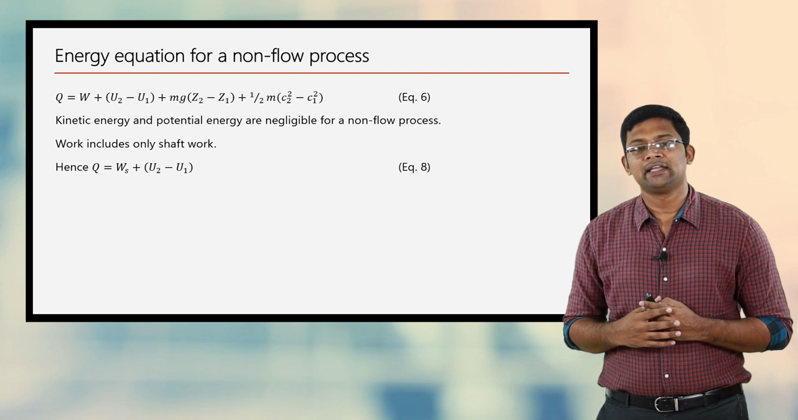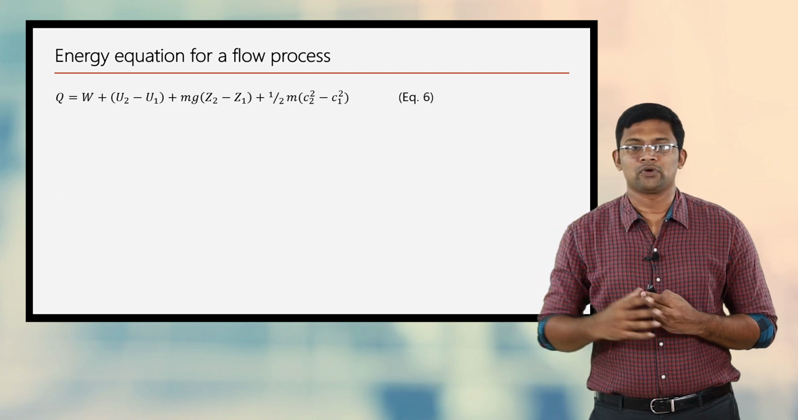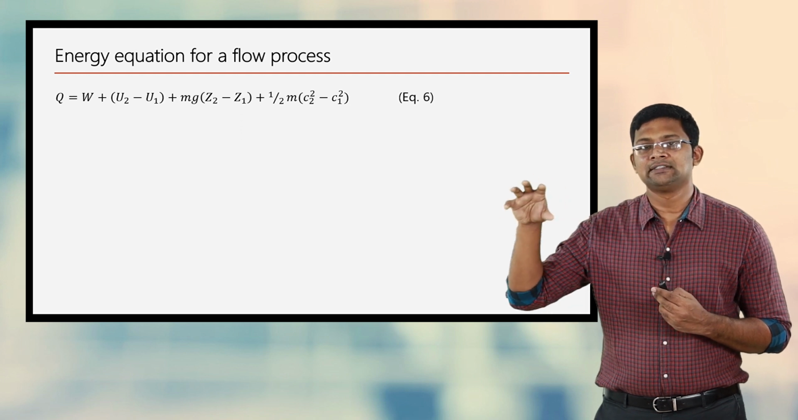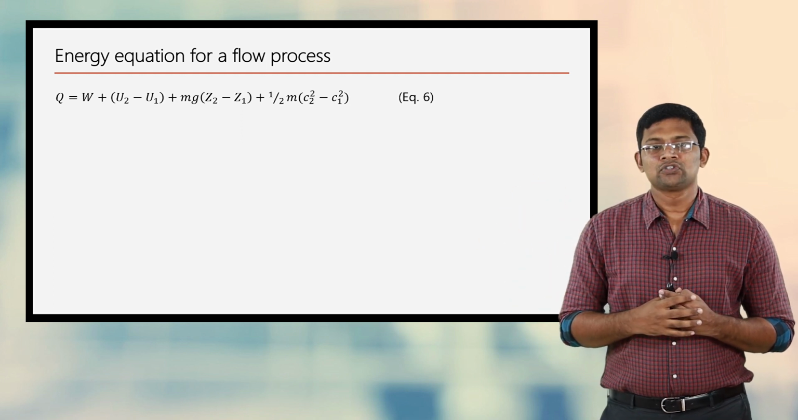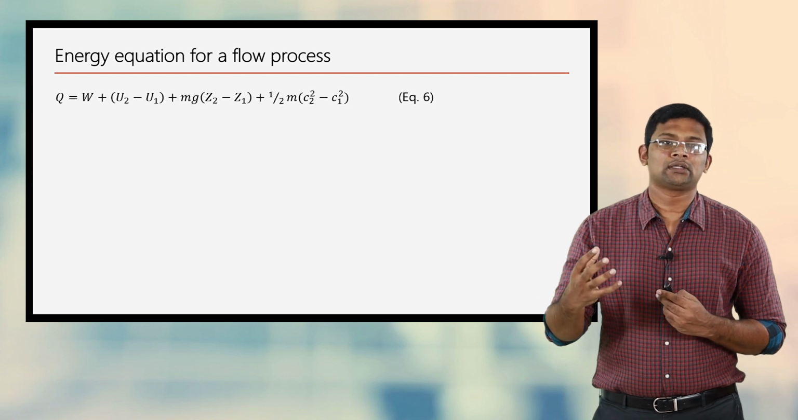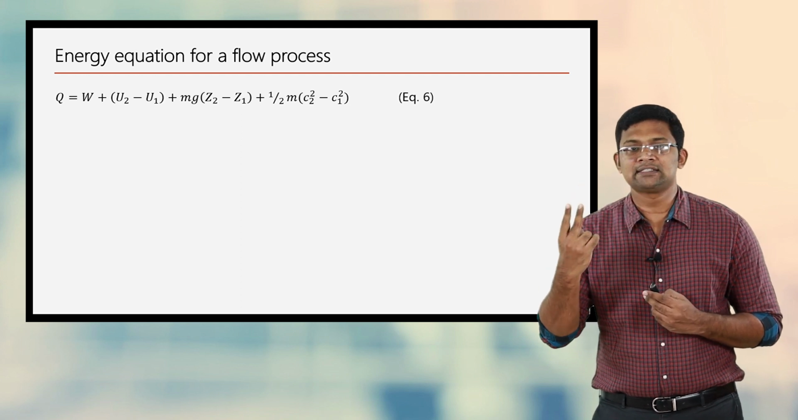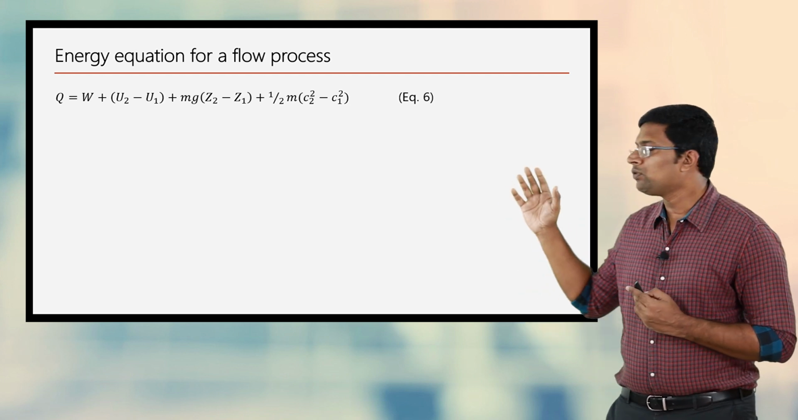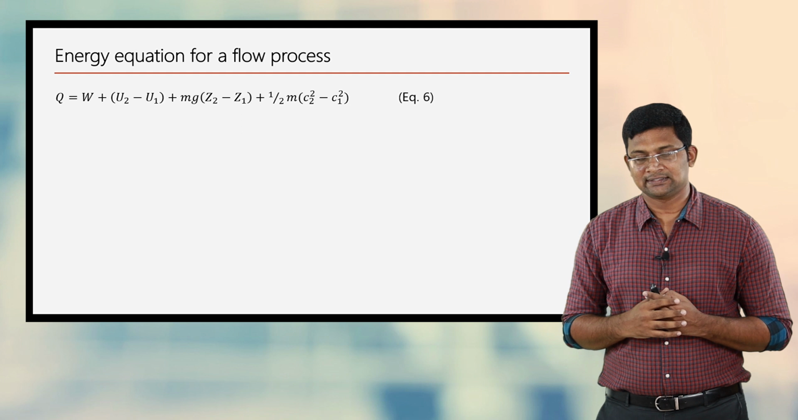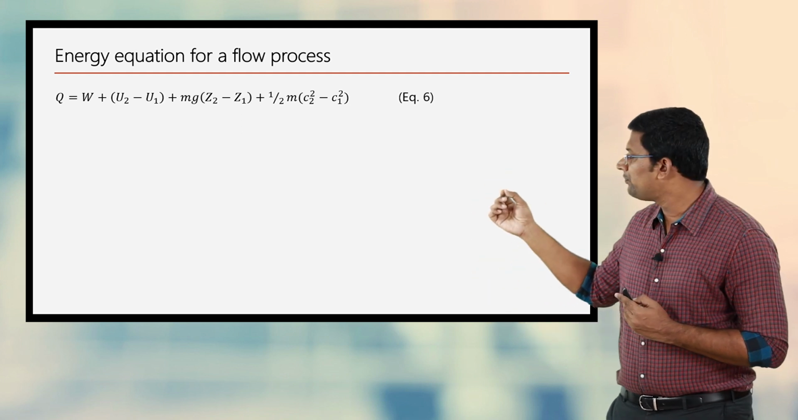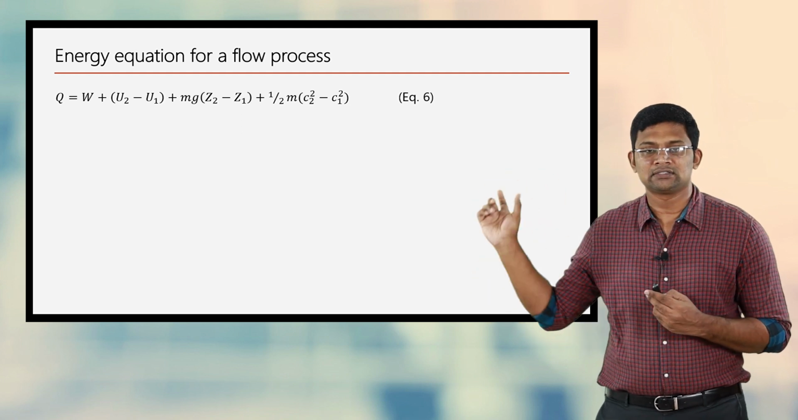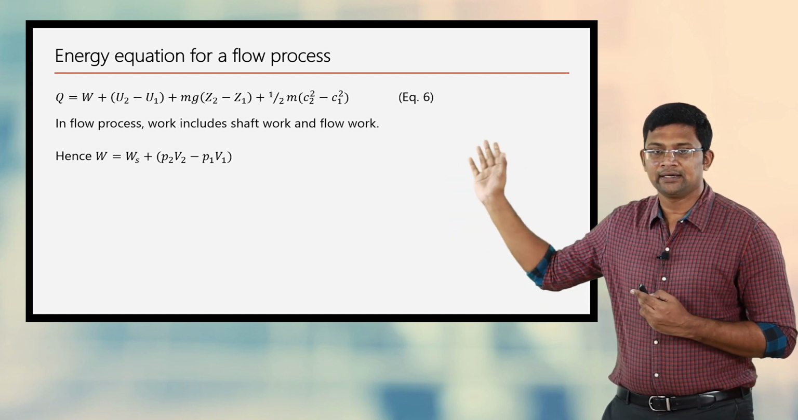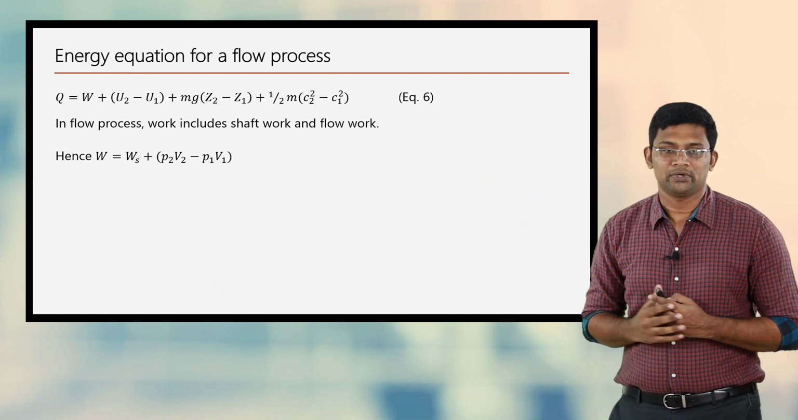Now let us discuss the energy expression for a flow process. You know that the flow process is the process taking place inside an open system. So in an open system, the total work done includes two things, that is the shaft work as well as the flow work. So W is equal to Ws, that is the shaft work, plus P2V2 minus P1V1, that is known as the flow work. So the work term includes these two terms, that is the shaft work and flow work.